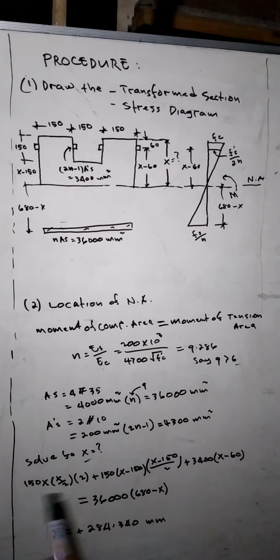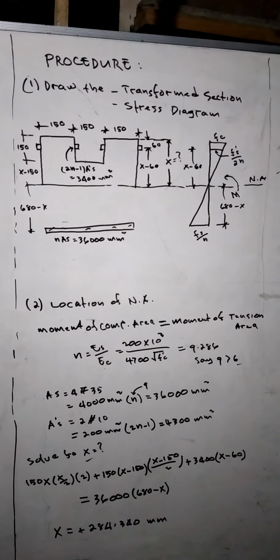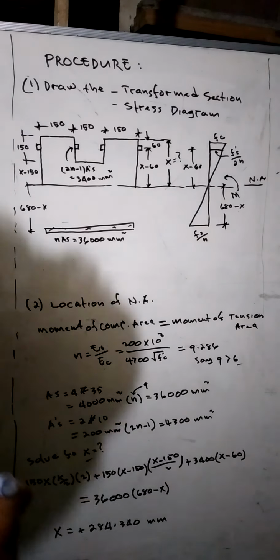Now, computing this value of x, it will be 284.340 millimeter. This is the location of the neutral axis.